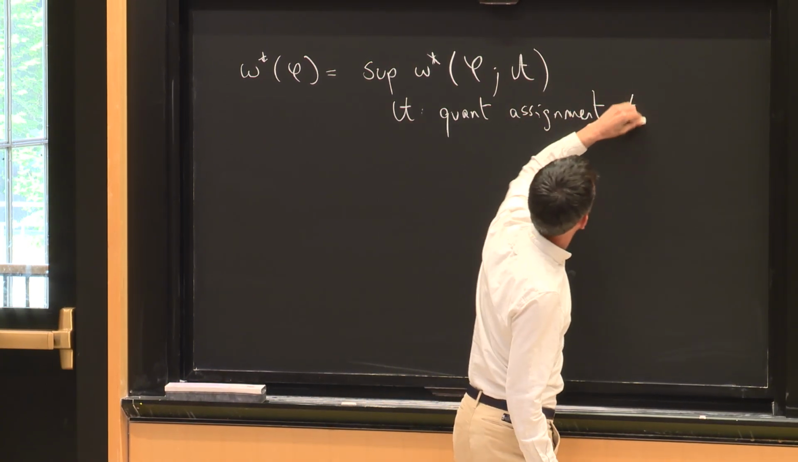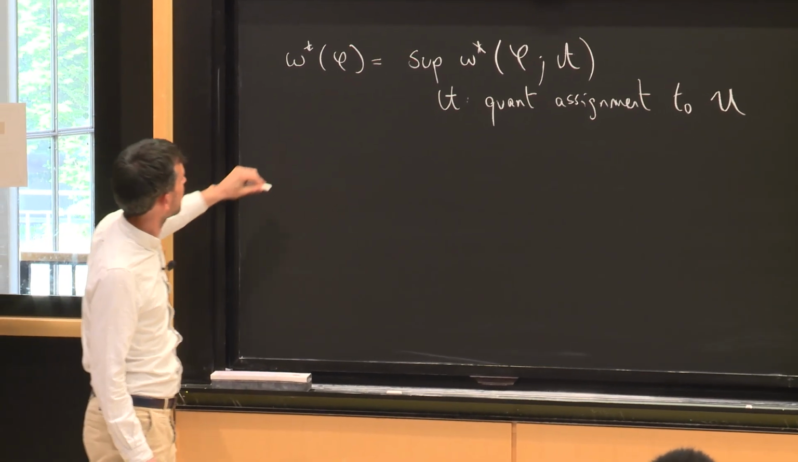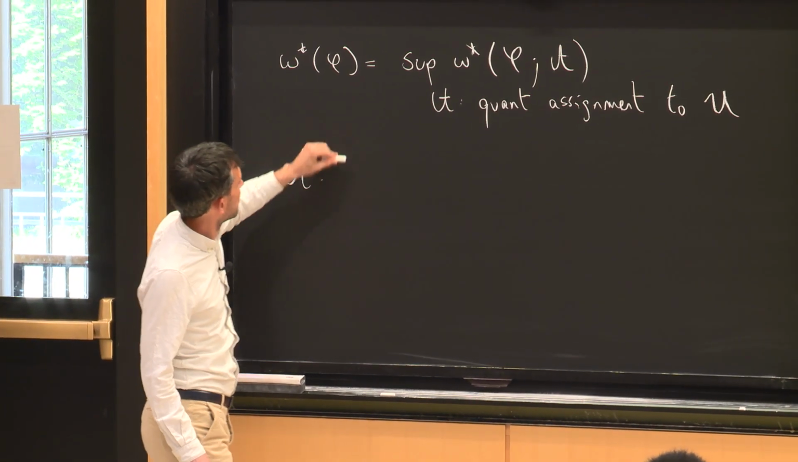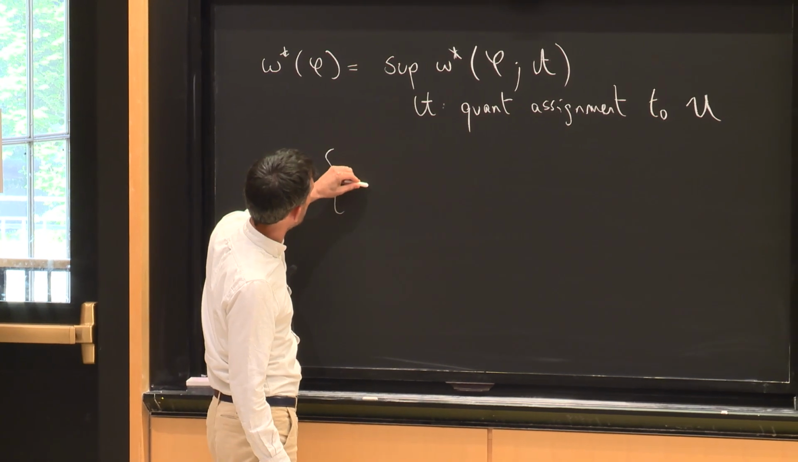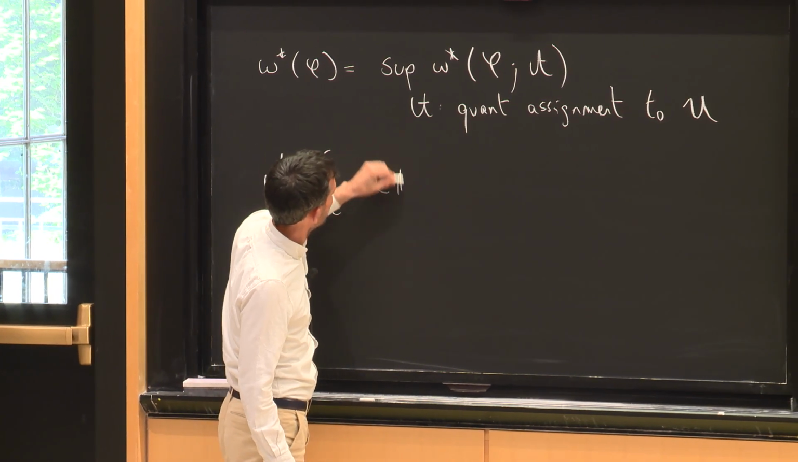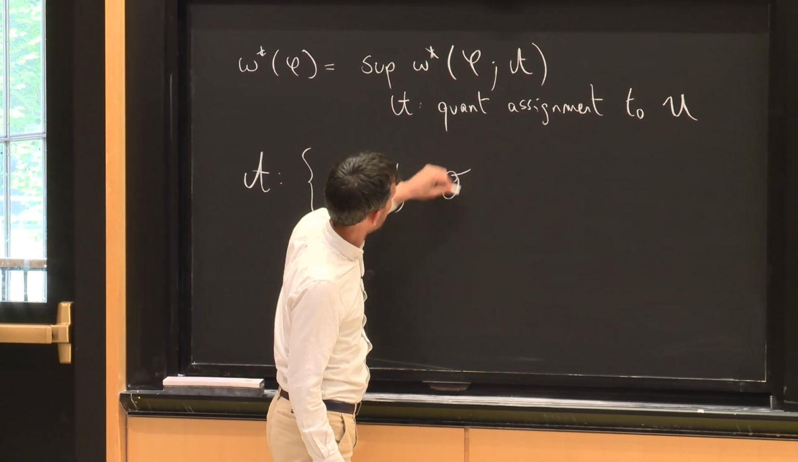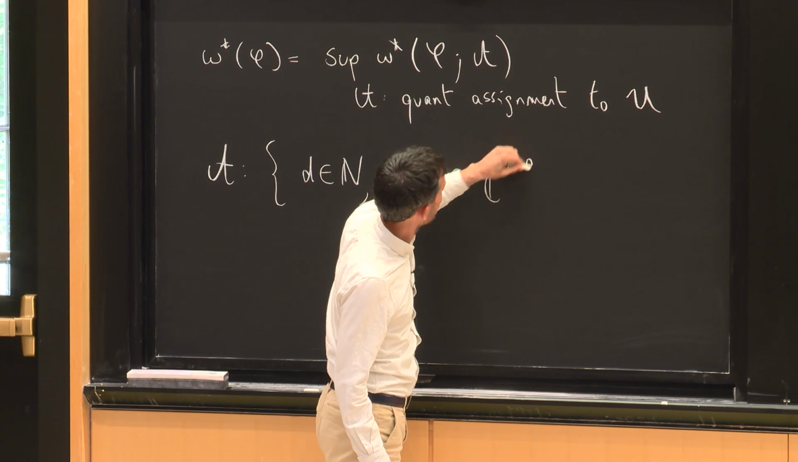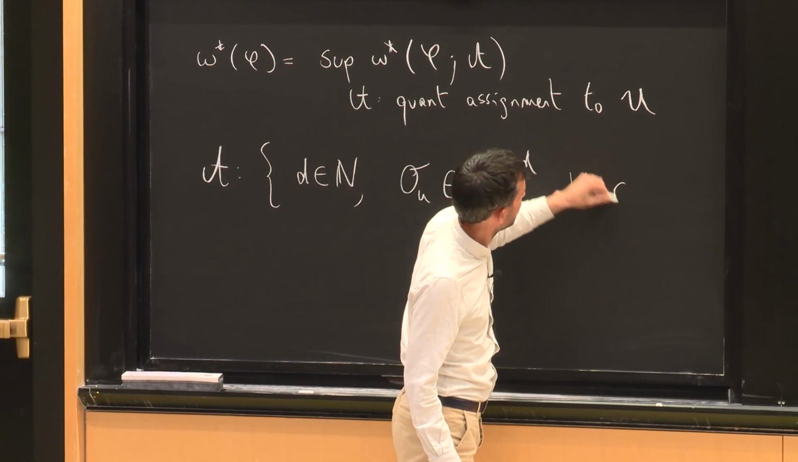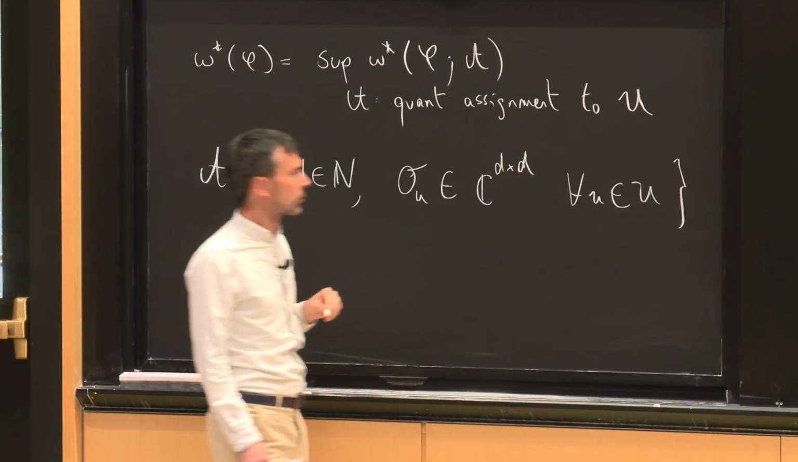Assignment to the variables in my universe. All right, so what's a quantum assignment? A quantum assignment is specified by a collection of observables. First of all, it's specified by some integer d, which is my dimension parameter, and then a matrix O_u, a finite dimensional complex matrix for every u in the universe that satisfies certain constraints.